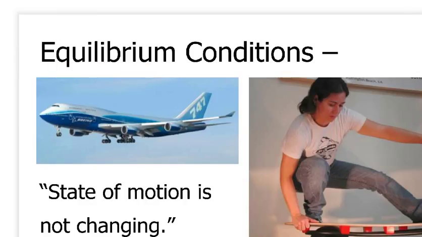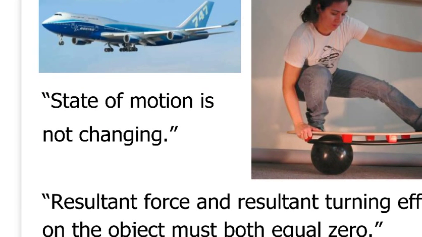Here's the definition of equilibrium. The state of motion is not changing. So if an object is moving, that means it must be at a constant velocity. Its velocity must not be changing. And if the object is stationary, it must be totally stationary and not moving at all. So the state of the motion is constant, it's not changing.